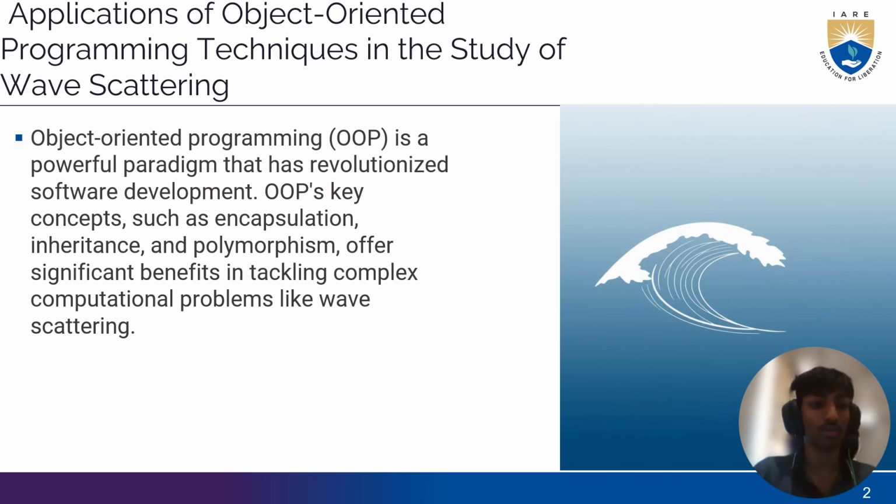The first concept is applications of object-oriented programming in the study of wave scattering. Here we can see an image of a wave, and it shows that object-oriented programming is a powerful paradigm that has revolutionized software development. OOPS key concepts such as encapsulation, inheritance, and polymorphism offer specific benefits in tackling complex computing problems like wave scattering.